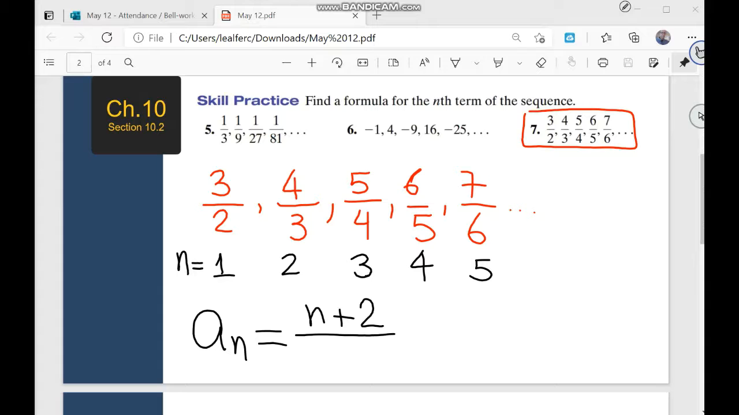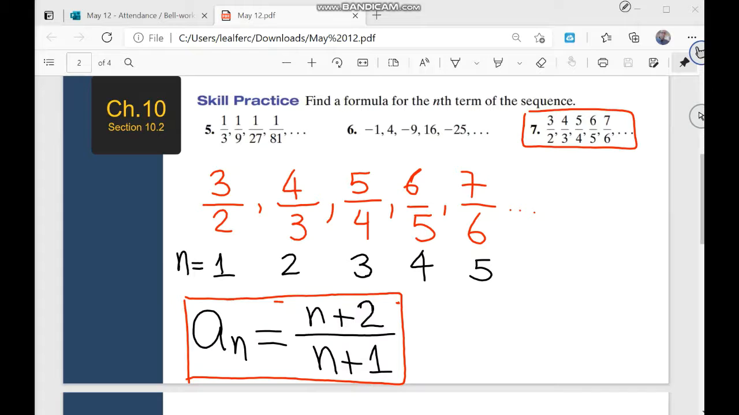And the denominator, I think, is going to be n plus 1. 1 plus 1 is 2, 2 plus 1 is 3, 3 plus 1 is 4, and this goes on. Makes sense. Yeah, that's the formula. That is our formula for this sequence. The numerator is n plus 2, the denominator is n plus 1. Okay? Tell me if you have any questions.